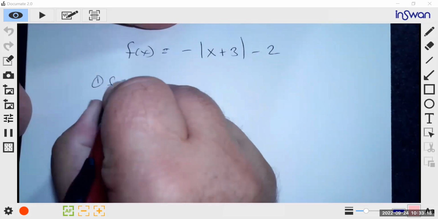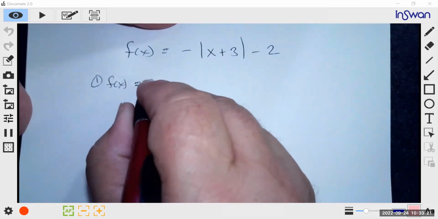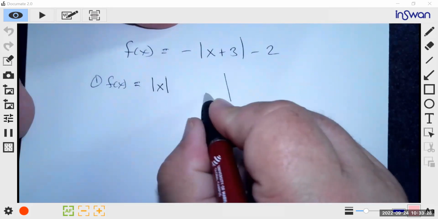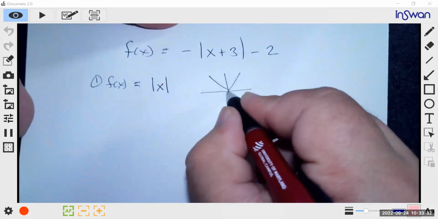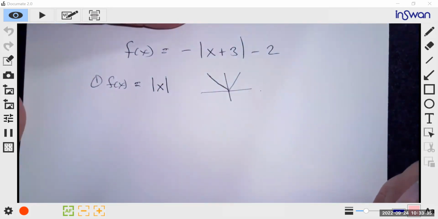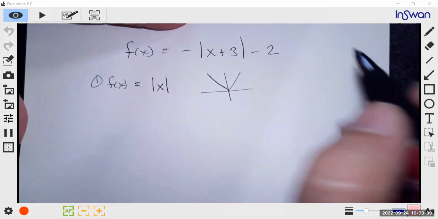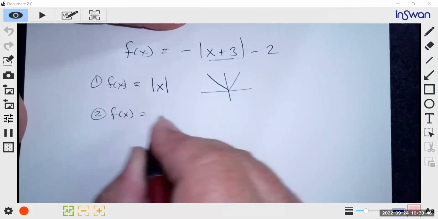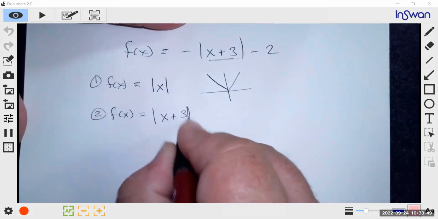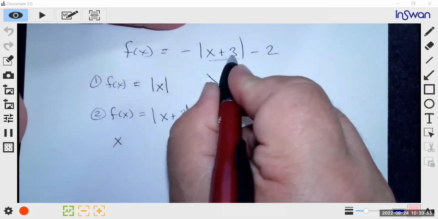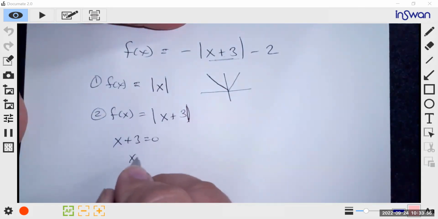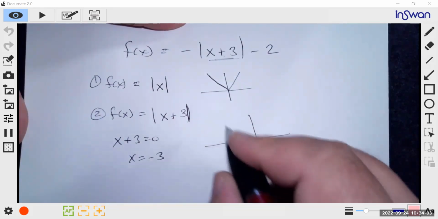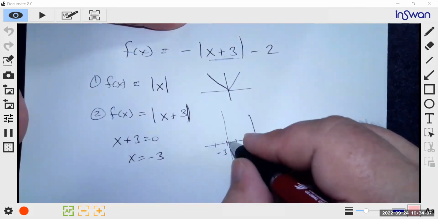Well, first off, what's the original function? It's absolute... wait, what's it called? Absolute value of x. Absolute value of x, yes. Okay, and that graph is a V. Then we do inside the function. So what kind of shift happens inside the function? Horizontal shift. Well, no, it's an x plus three. Oh, wait, so it's negative. Yeah, so it's a horizontal shift. So we have to shift it to the left three spaces. So there's my new origin.